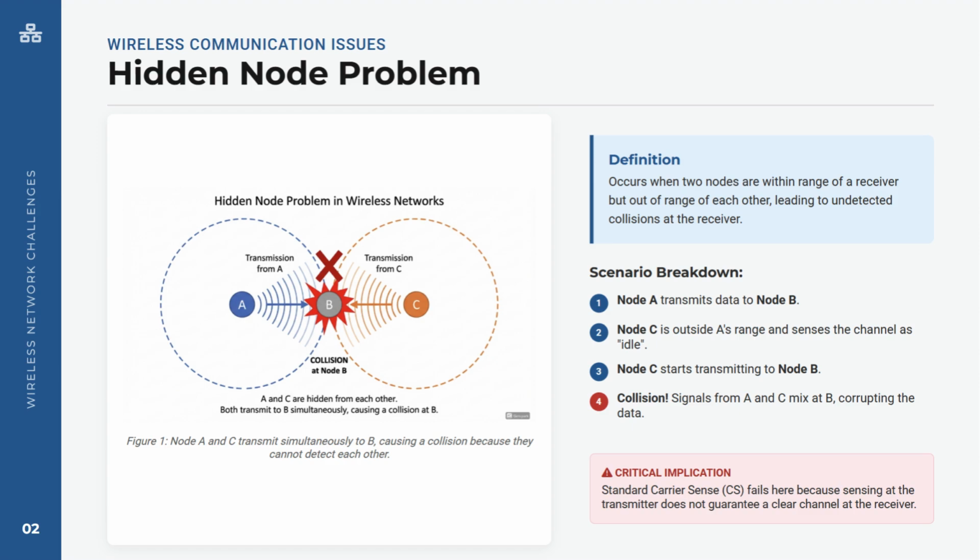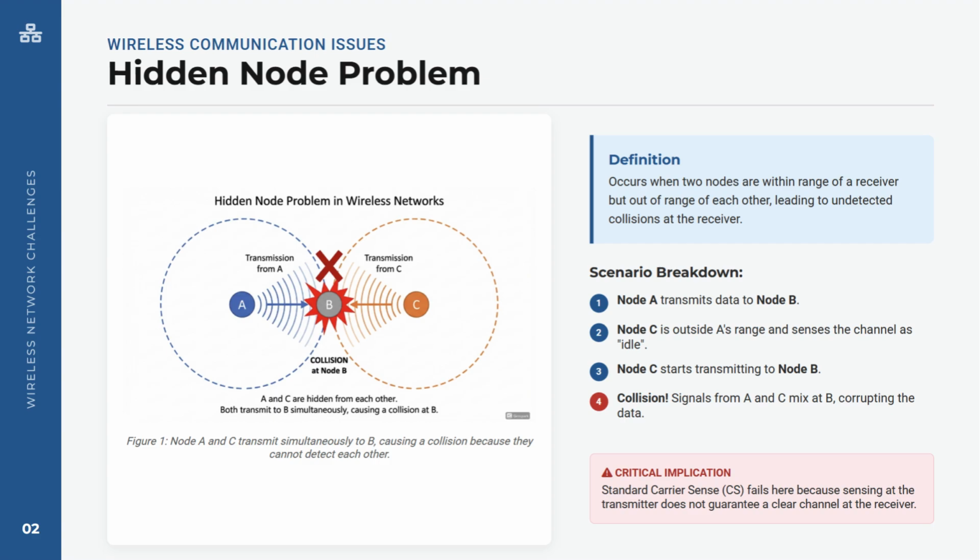So when Node C checks the channel, it believes the channel is idle and starts transmitting data to Node B at the same time. Now both Node A and Node C transmit simultaneously to Node B. This causes a collision at Node B, and the transmitted data becomes corrupted. The key issue here is that carrier sensing at the transmitter does not guarantee that the channel is clear at the receiver. This problem frequently occurs in wireless networks because signals travel through limited ranges and obstacles may block communication between nodes.